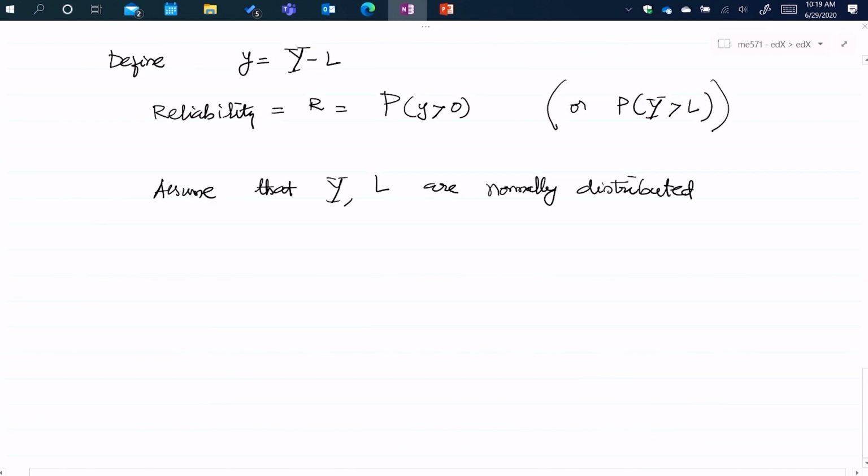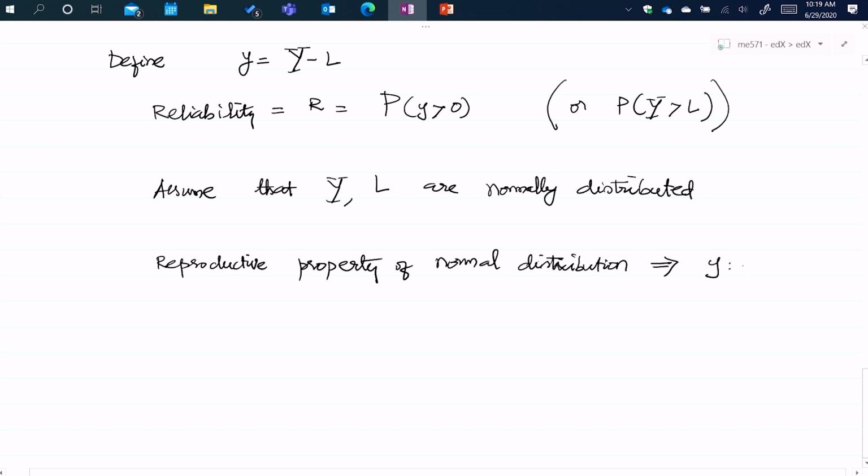Okay, so let's assume that they're all normally distributed. So we know from the reproductive property of normal distribution that little y, which is equal to cap Y minus L, is also normally distributed. These are the kinds of properties that are helpful for us.